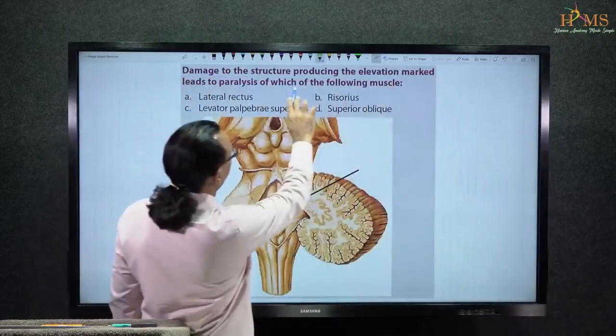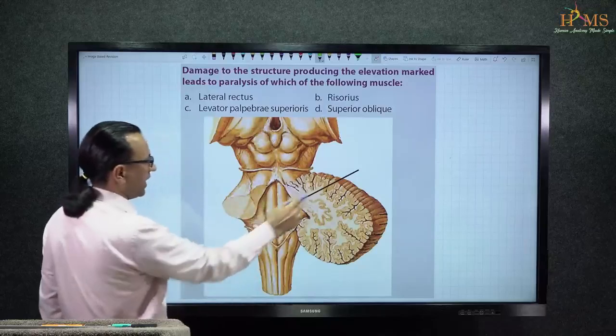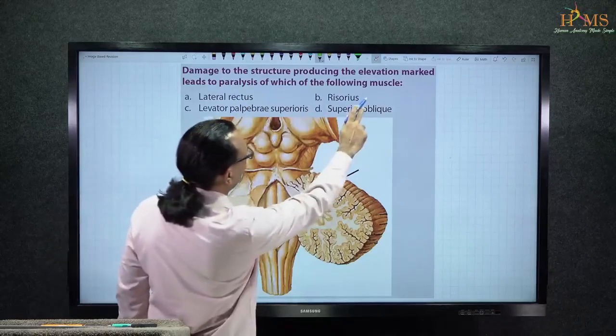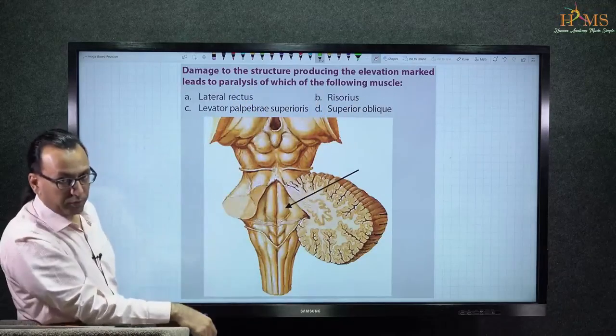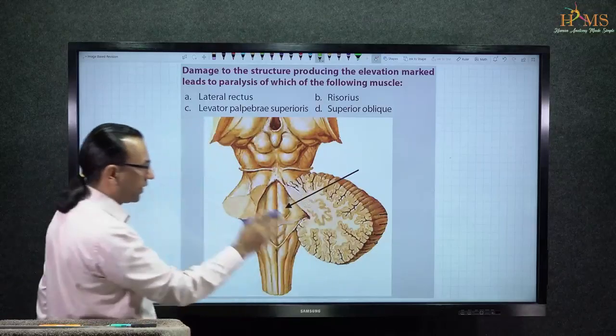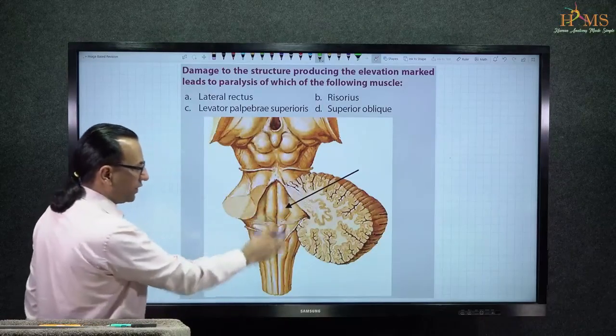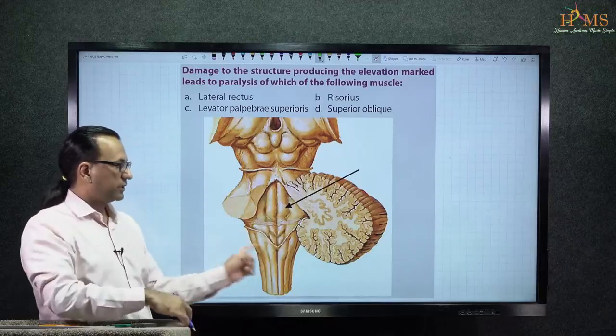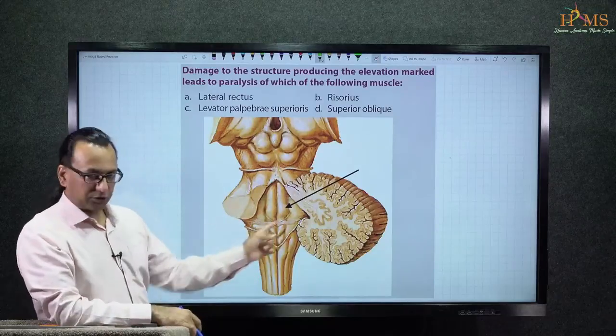Presently, it is asking about the structure marked here with the arrow. If it is damaged, then which kind of muscles will be compromised? We have removed the cerebellum from the roof of the fourth ventricle, looking at the floor of the fourth ventricle, where you have the upper half of the medulla oblongata and also the pons as such.